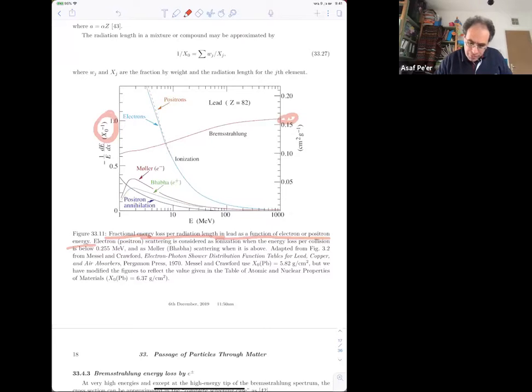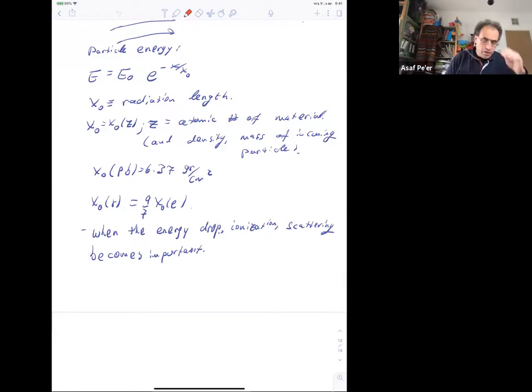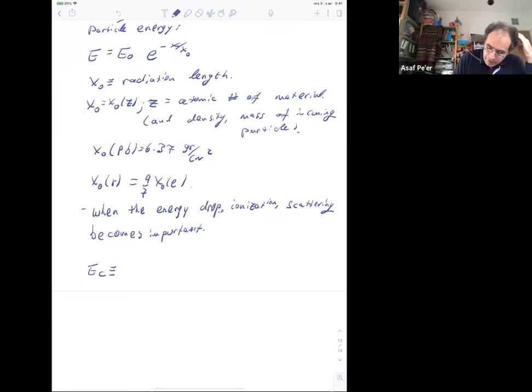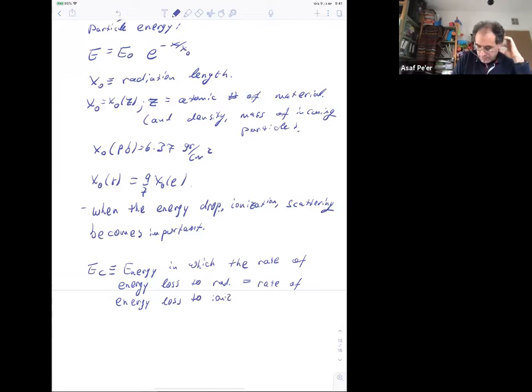Just the last thing is that the energy at which the rate of energy loss to radiation is equal to the rate of energy loss through ionization is called the critical energy. So Ec is the energy at which the rate of energy loss by radiation is equal to the rate of energy loss to ionization. It's called the critical energy. This is typically the energy where you say that the shower stops. That is, the shower goes down until this energy.